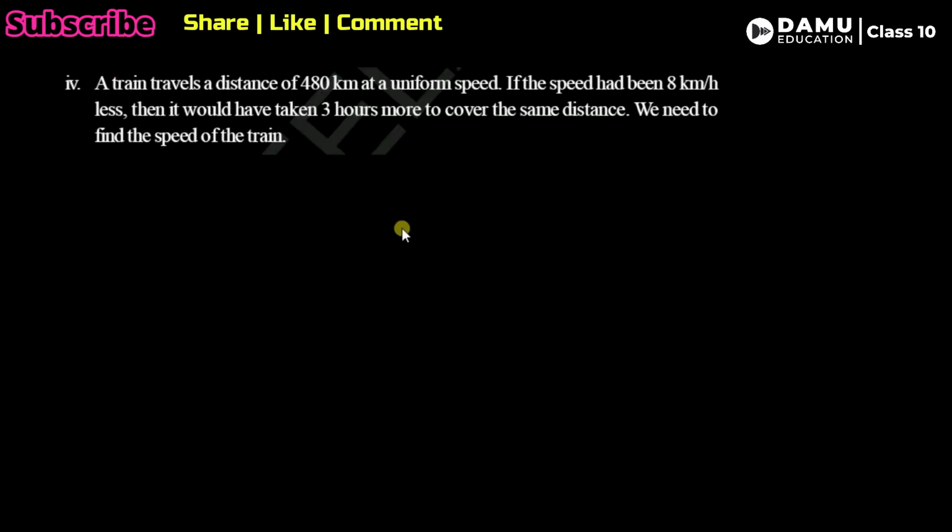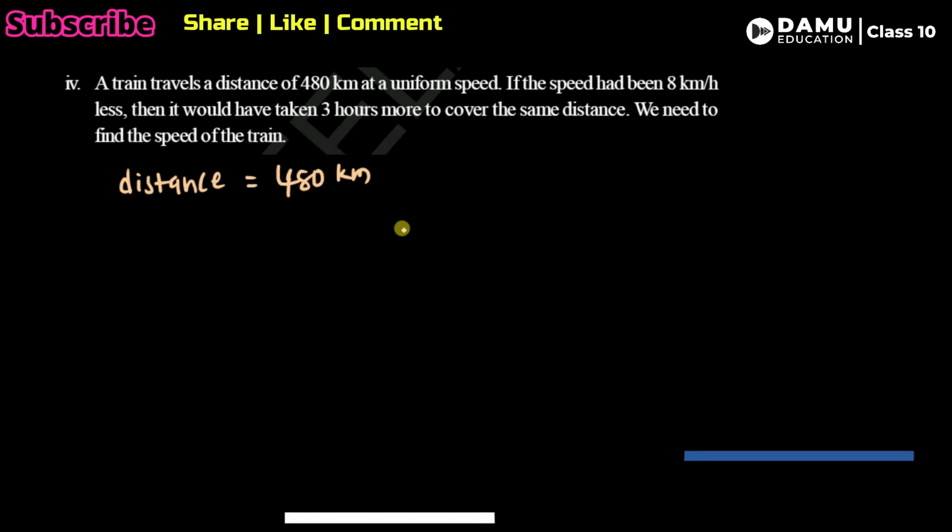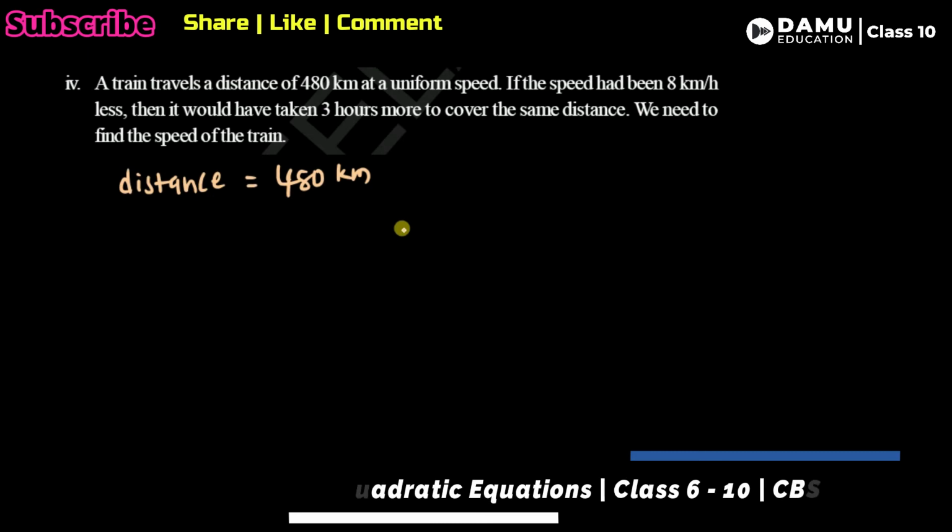So here our fourth one. A train travels a distance of 480 km at a uniform speed. So there is no change in the speed. So what is the distance they are given? So distance will be equal to 480 kilometers. Then if the speed had been 8 km per hour less, then it would have taken 3 hours more to cover the same distance. We need to find the speed of the train.